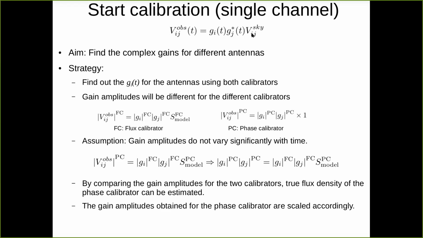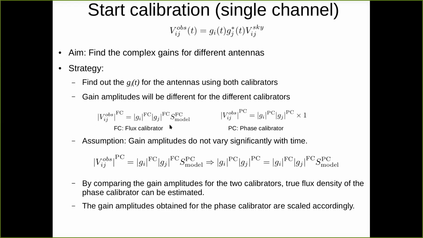So for that, we can easily calculate these quantities, G_i and G_j, for the flux calibrator. We'll also determine the same quantities, G_i and G_j, using the phase calibrator. Note that for the phase calibrator, although the phases are correct for the model data, the amplitudes are not. We have assumed it to be 1 Jansky. As a result, since the phase calibrator model amplitude is not its real amplitude, the gain amplitudes that we obtain for the two calibrators will be different.